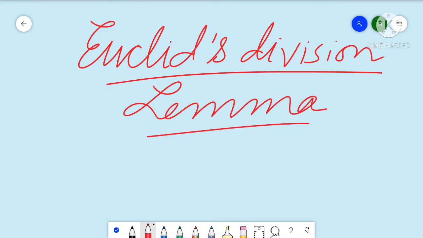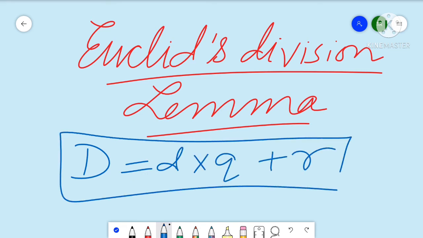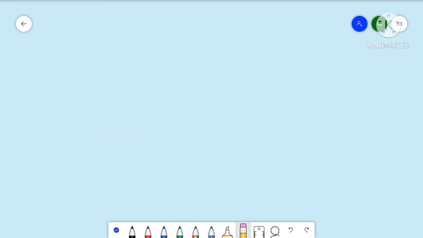Okay, so how do we do this? You all have heard or used the formula where we say dividend is equal to divisor into quotient plus remainder. I hope you remember this formula. Dividend is equal to divisor into quotient plus remainder, and we will use this formula itself to find the HCF of two numbers. Okay, so let us take one example first.